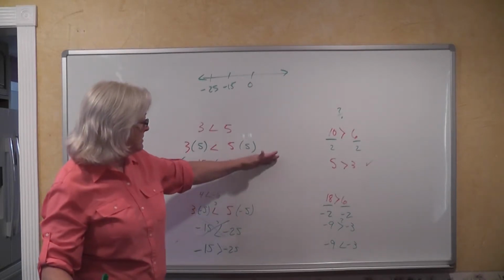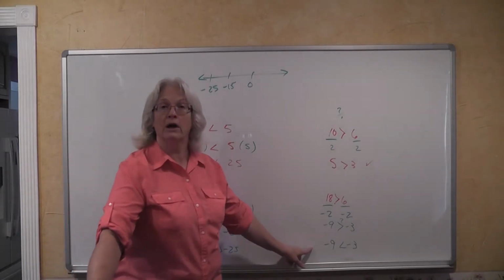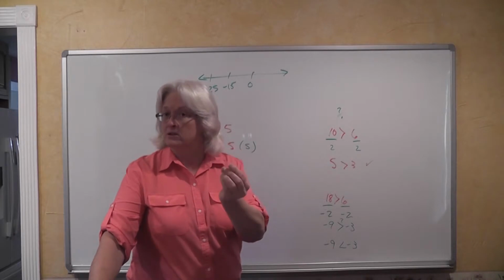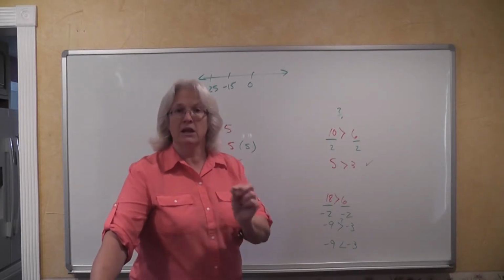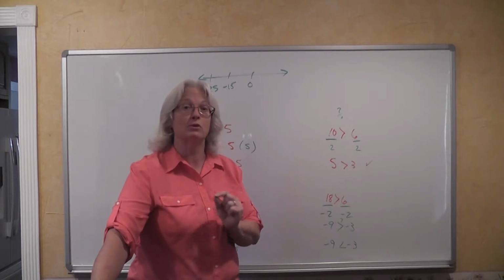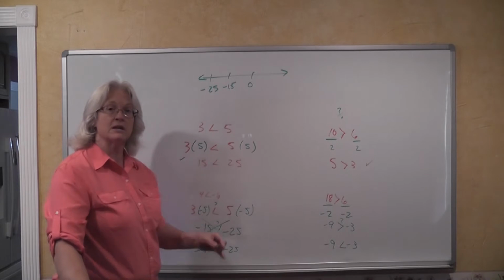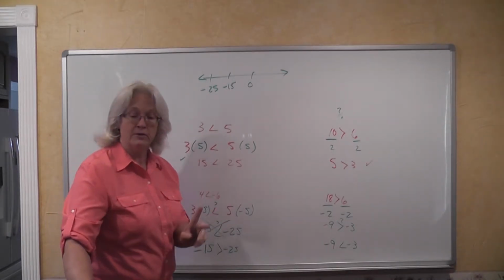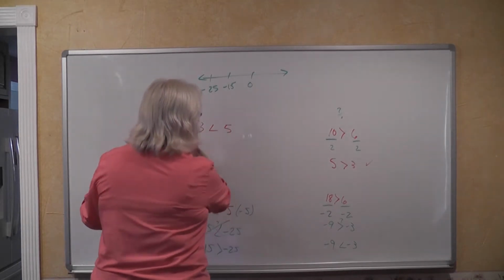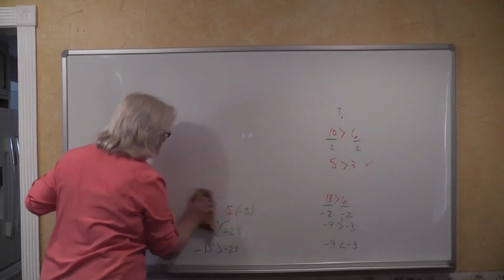It's still a true statement. But once you multiply or divide by a negative number, it doesn't stay the same. So this gives us a rule that is very different and very essential for when you're solving inequalities. And that tells us that if you multiply or divide an inequality by a negative number, you have to change the direction of your inequality symbol.